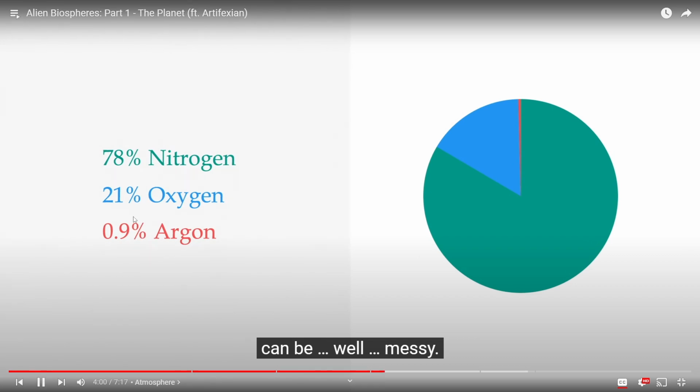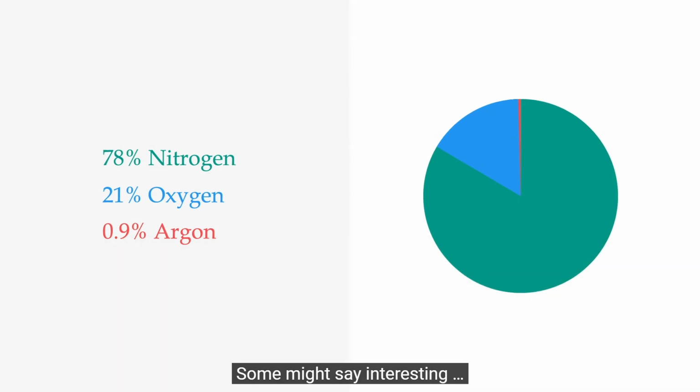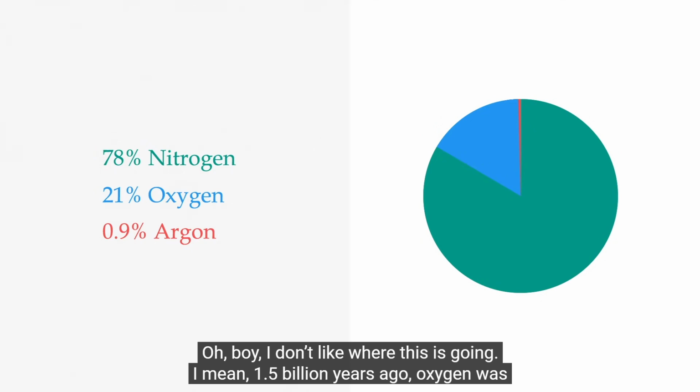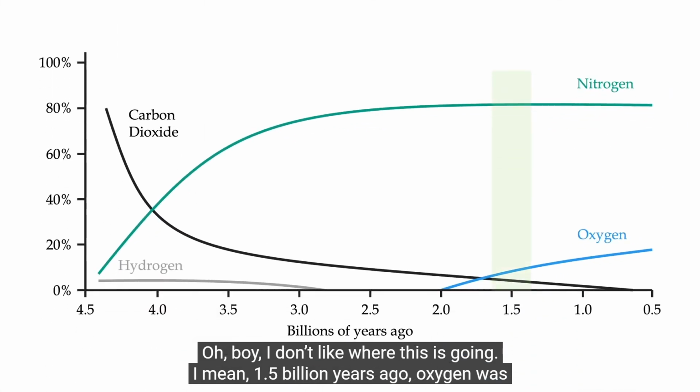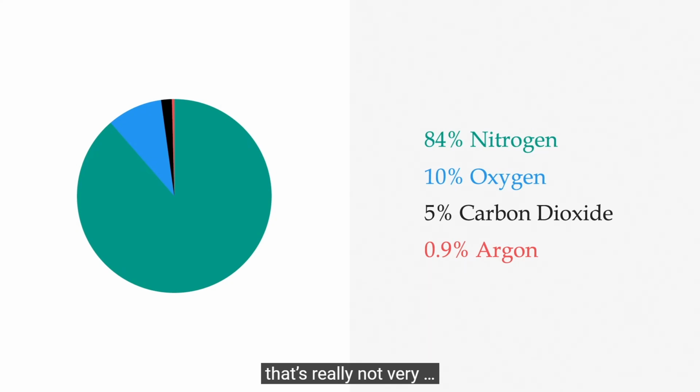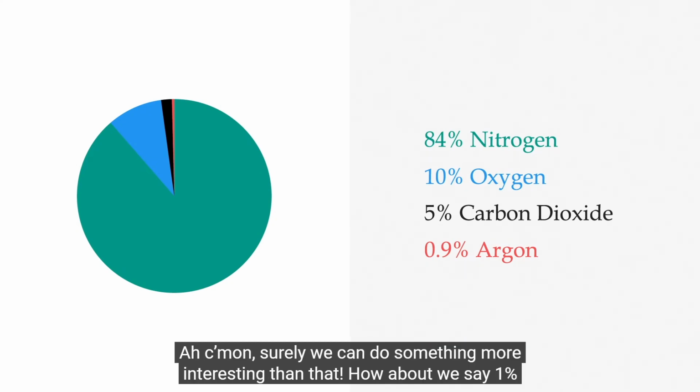The atmosphere can be, well, messy. Some might say interesting. Oh boy, I don't like where this is going. Me neither. 1.5 billion years ago, oxygen was super low and CO2 was super high. So riffing off that, I can do something like this. Carbon dioxide? But that's really not very... Come on. Surely we can do something more interesting than that.